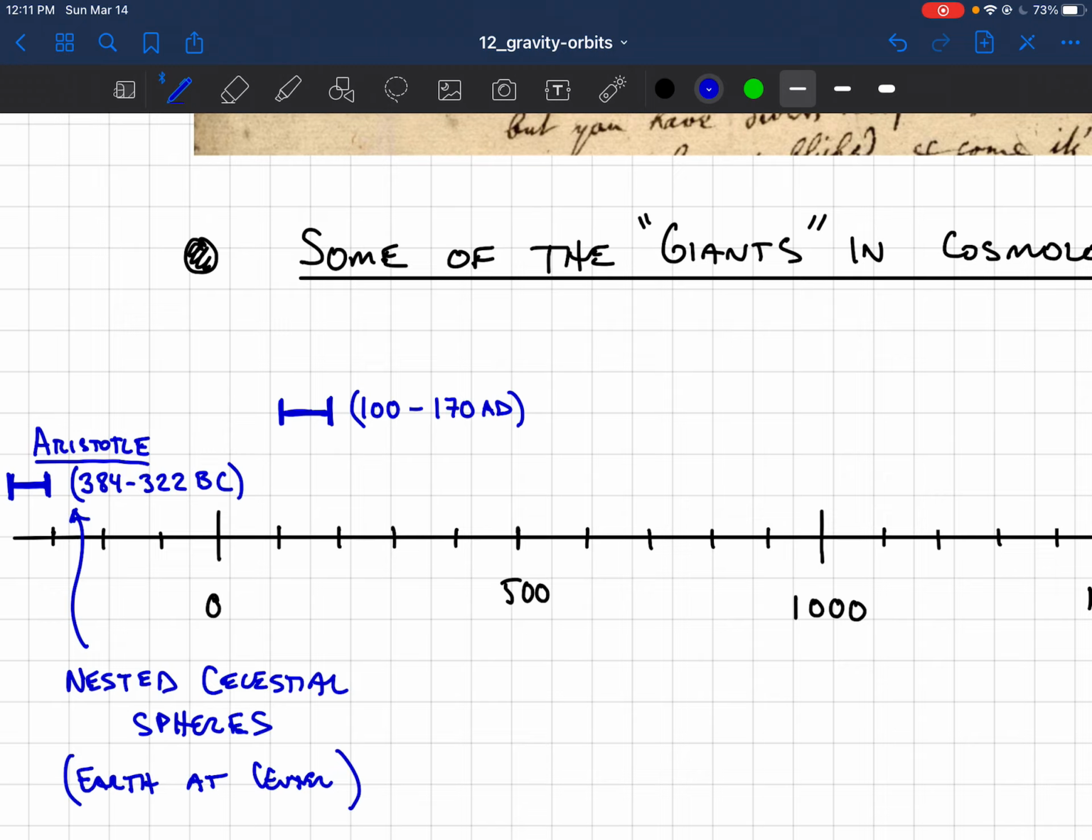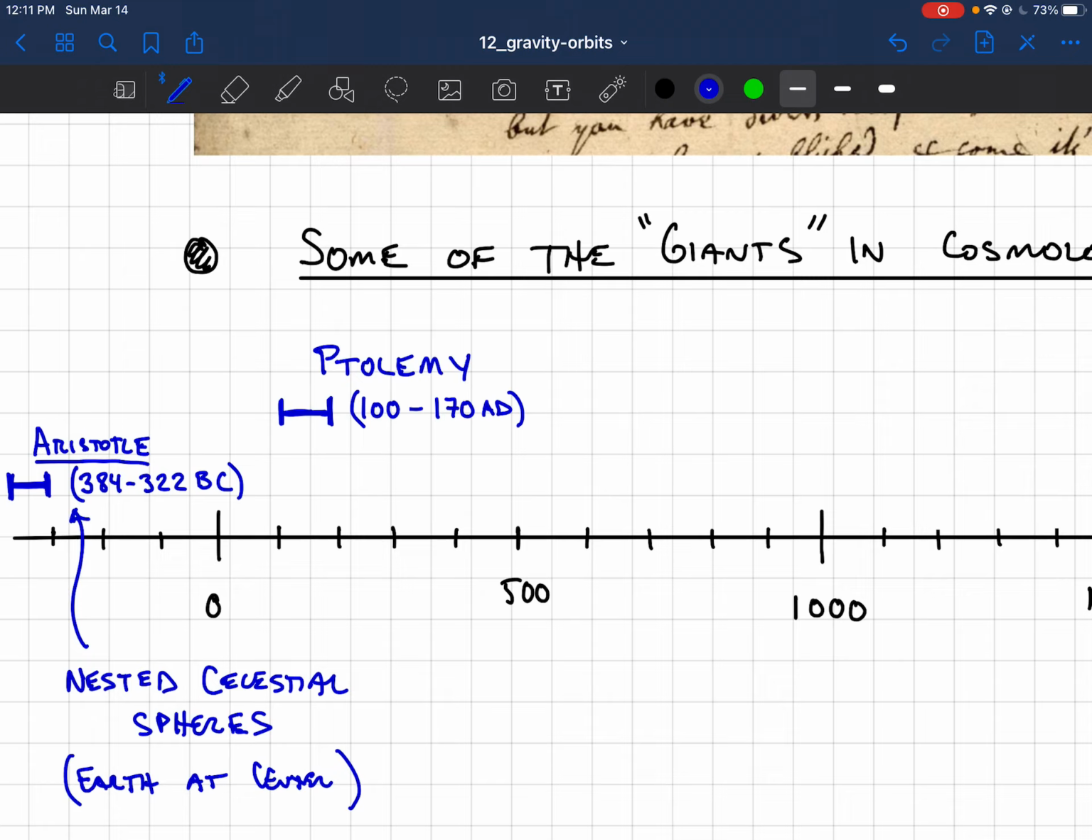And it wasn't until about 500 years later that Ptolemy, also a Greek scientist, sort of quantified Aristotle's theory of the nested spheres.